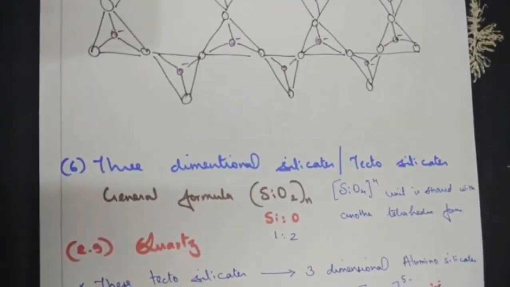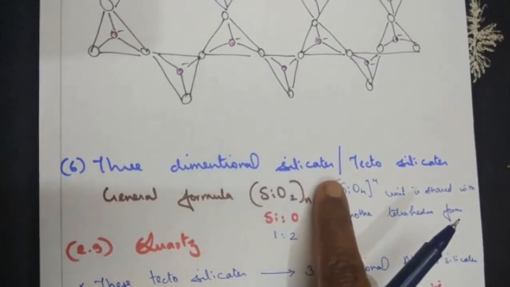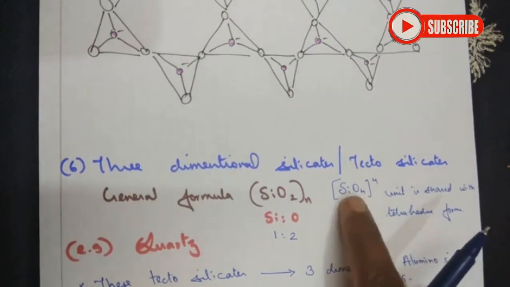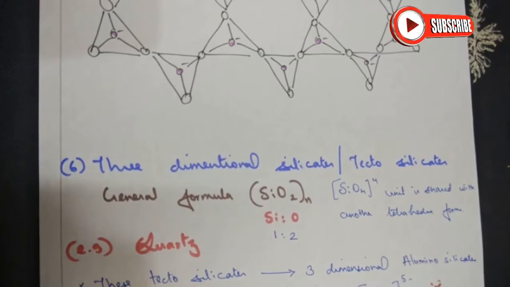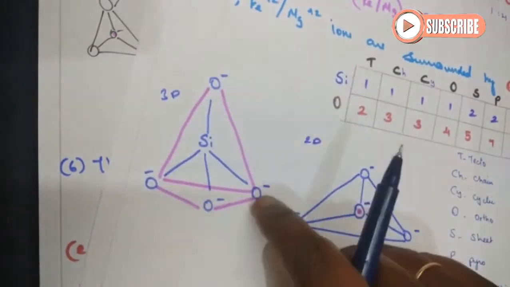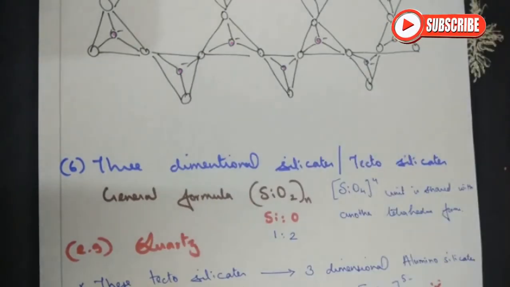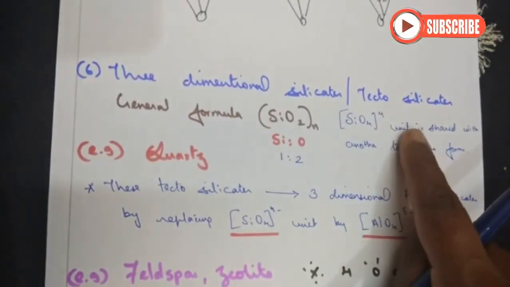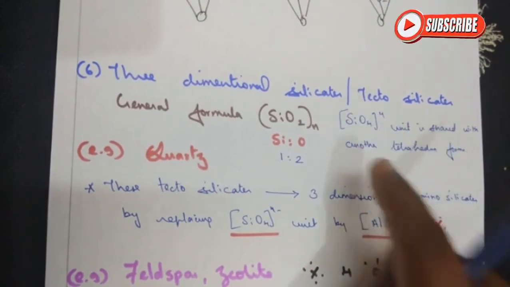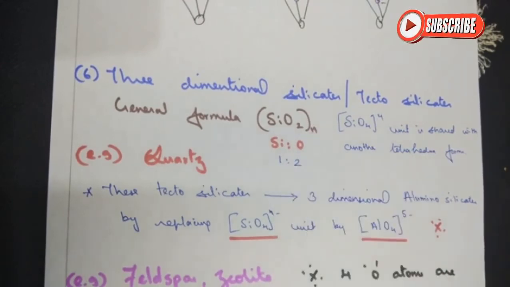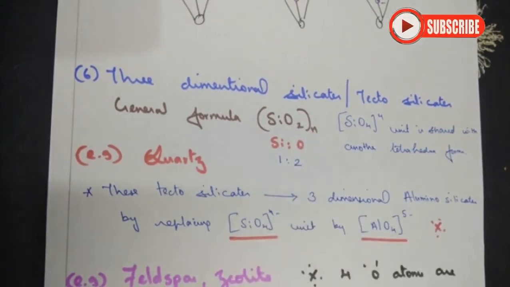The last type of silicates will be 3-dimensional silicates or tectosilicates. Now we know silicate when we see the unit is SiO4. In the very first structure you have seen, silicon is bonded to 4 oxygen atoms, 3 on the same plane, 1 behind the plane. Now when we say 3-dimensional silicate or a tectosilicate, all 4 oxygen atoms participate in the bonding. The general formula here is SiO2, n refers to the number of units that we are taking. Ratio is 1:2, meaning 1 silicon is bonded to 2 oxygen.